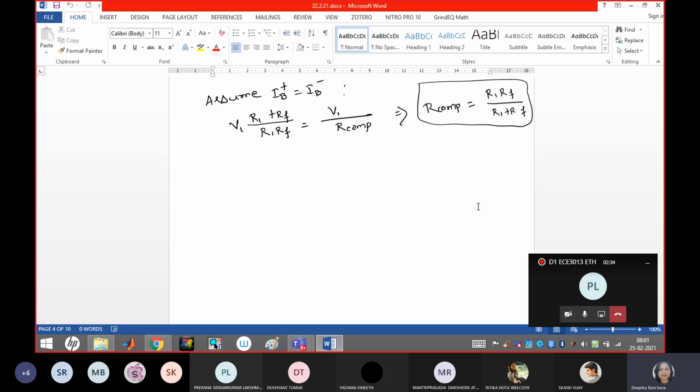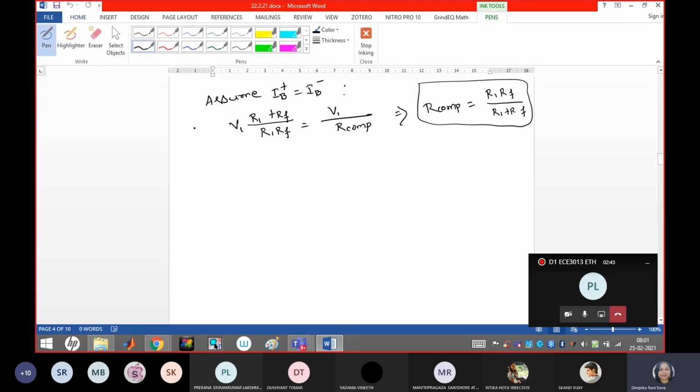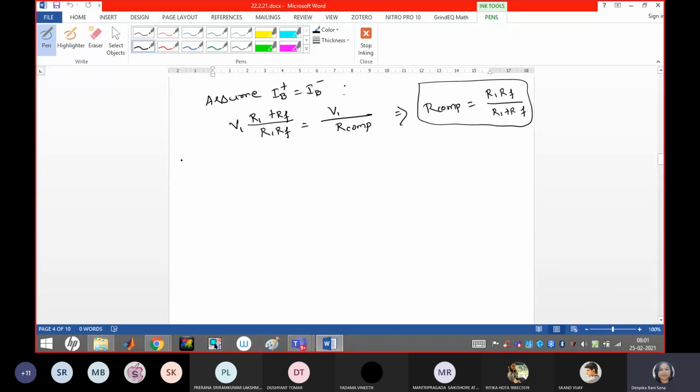Okay, so the next characteristic which is coming under the DC characteristic is input offset current. This is one more parameter in the DC characteristic. Guys, better you write down. The second one is input offset current.